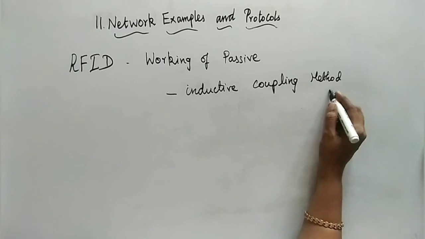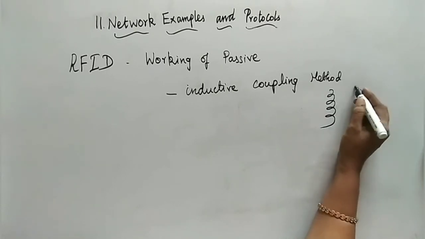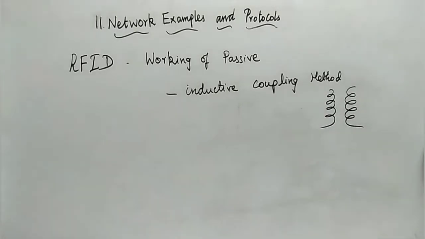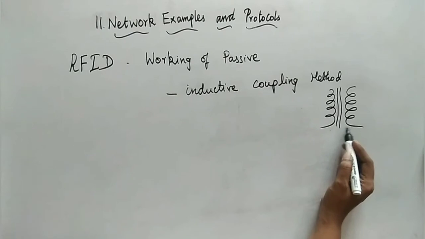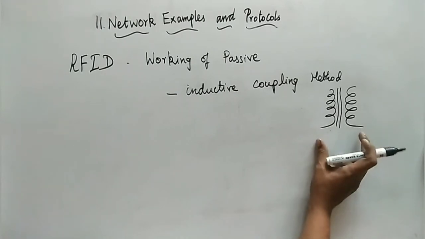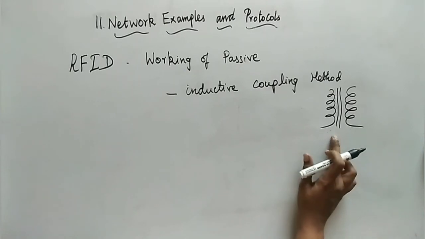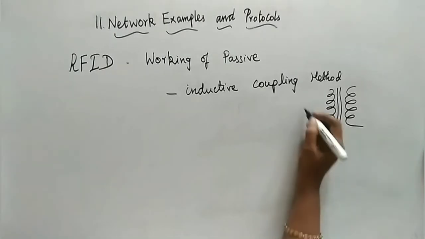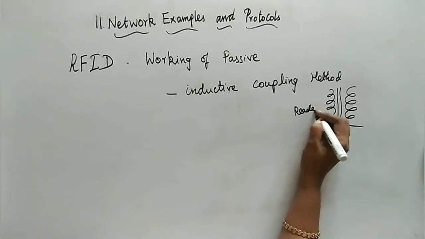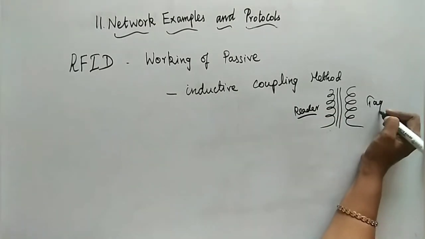Just consider some coil like this. This end is going to have a coil, and in between you are going to have the energy source. These two are a coil for you. By means of the inductive coupling method, you are going to get energy for your tag. That is, the reader is going to generate the power and it is sent to the tag for you. So this end you will be having the reader and this side you will be having the tag.